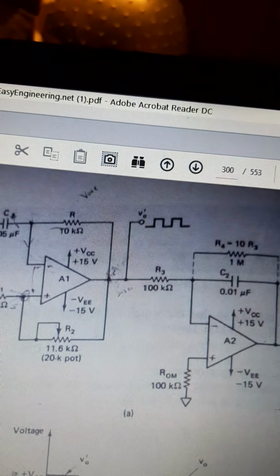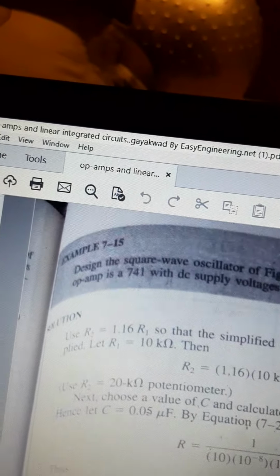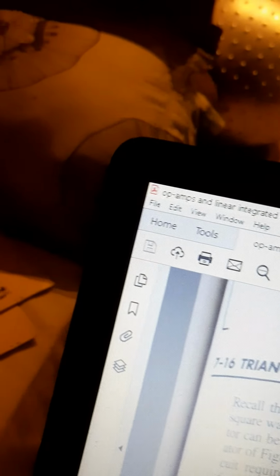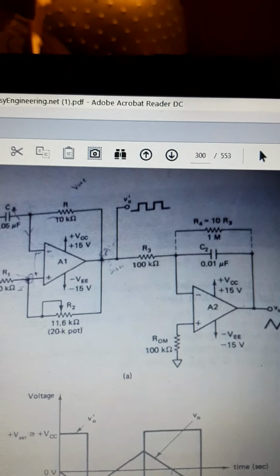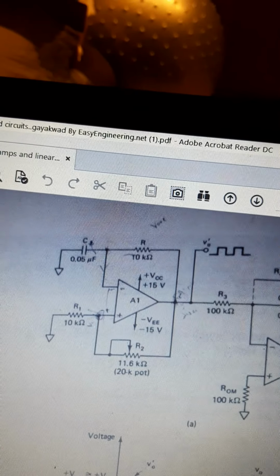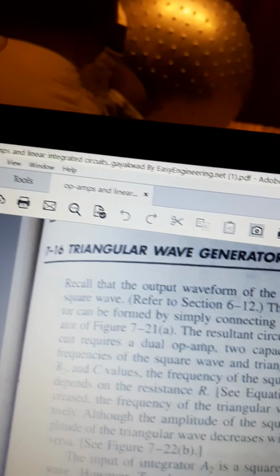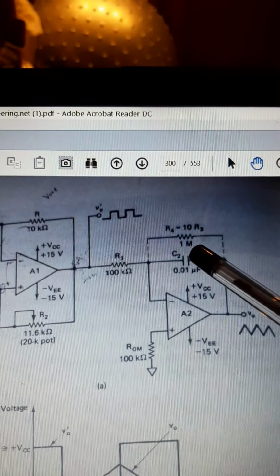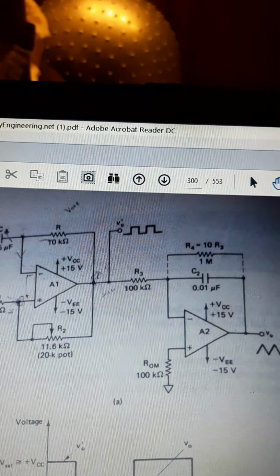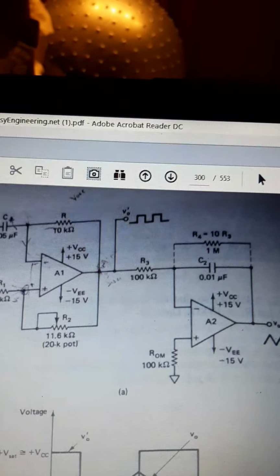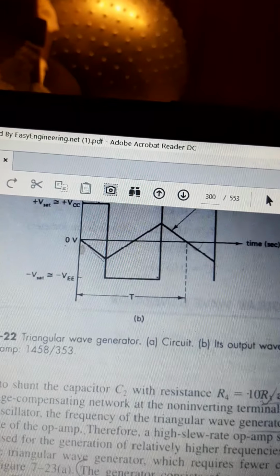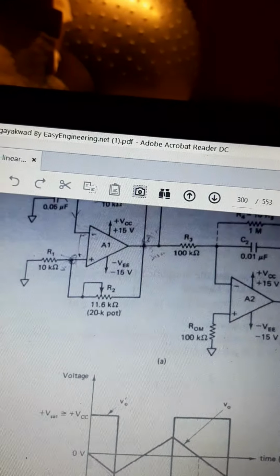In the previous explanation, we said that 5R3C2 should be greater than or equal to T by 2. At least, the condition is that R3C2 should be equal to T.